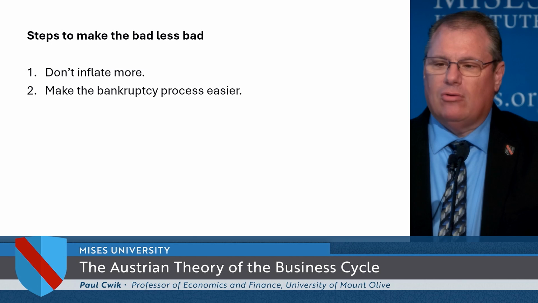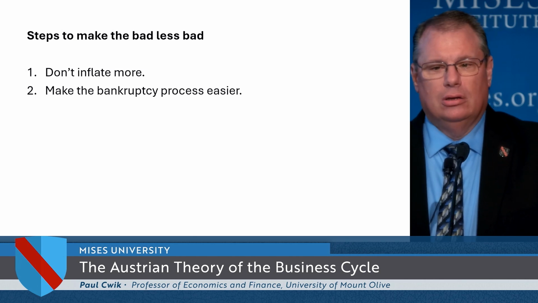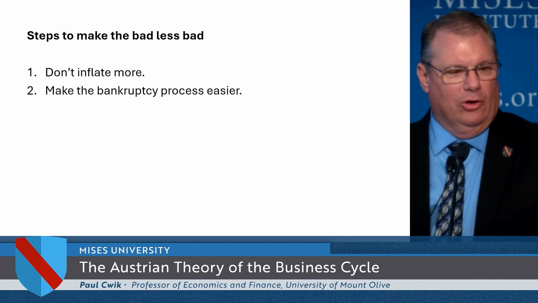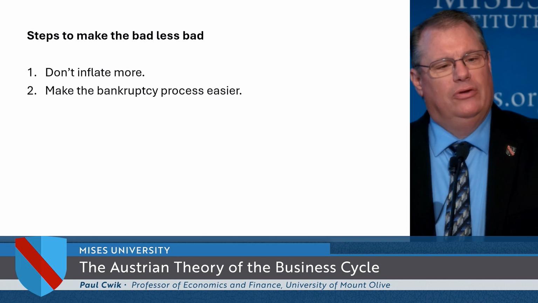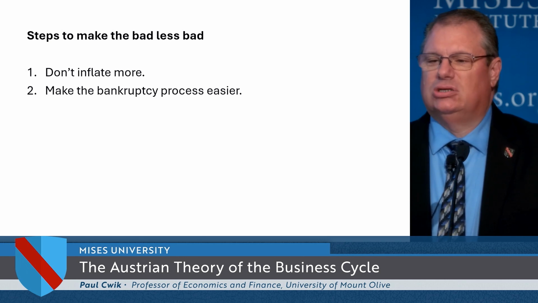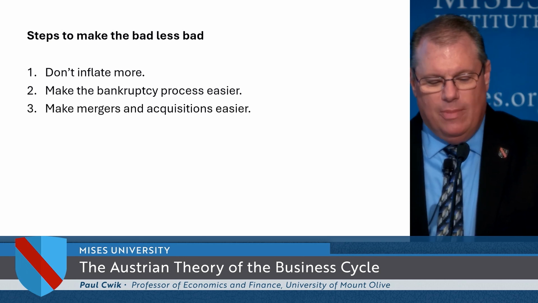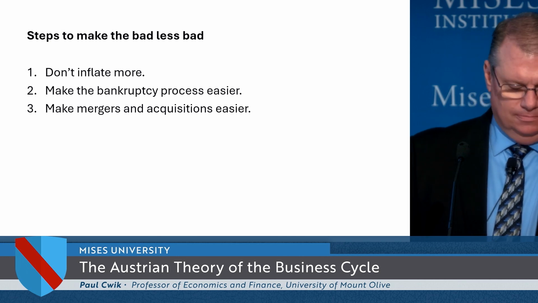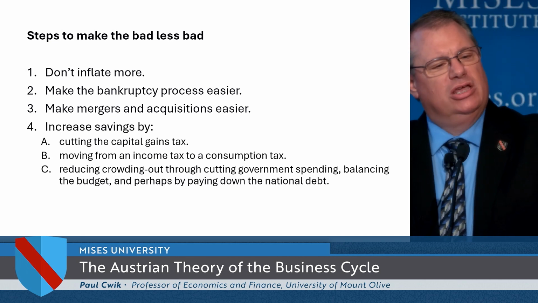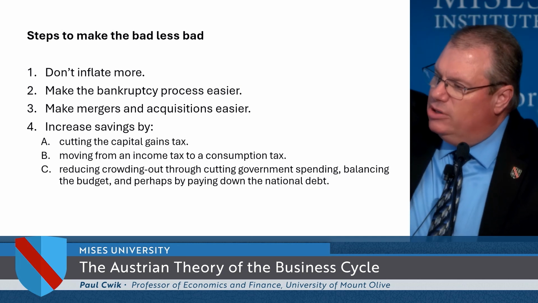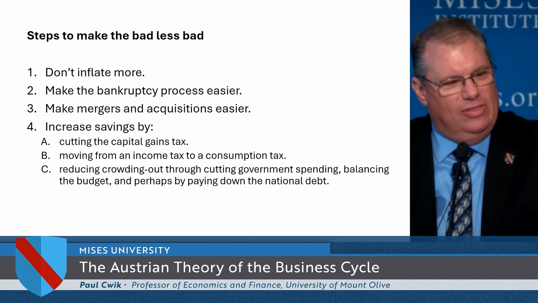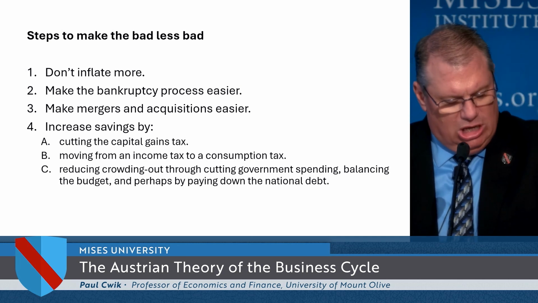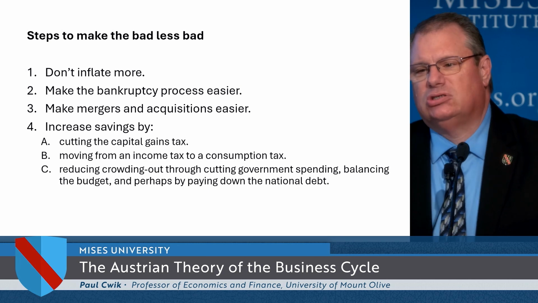We need to make the bankruptcy process easier. All this paperwork, all the lawyers, it's too much. Make it quick, fast, expedite it. We need to make mergers and acquisitions easier. And what was the thing that saved us when the economy was collapsing? What was the safety net, that cushion? Savings. So what do we need to do? We need to increase savings.